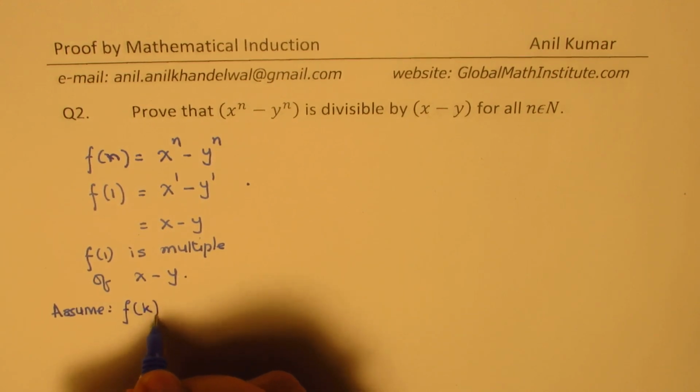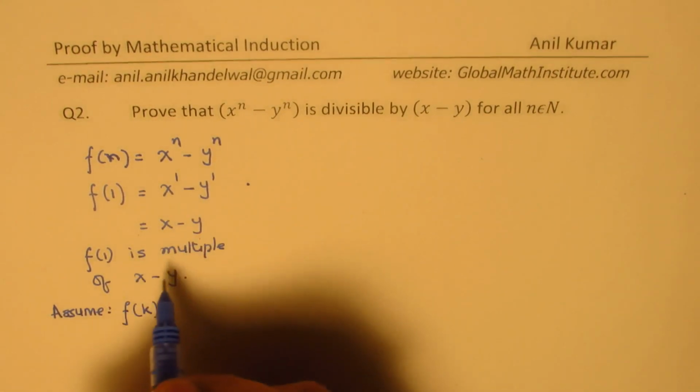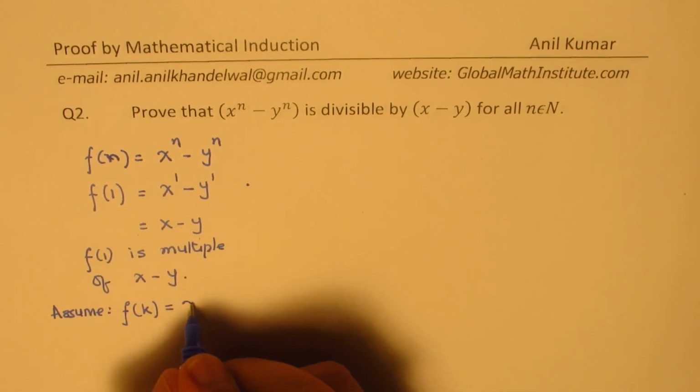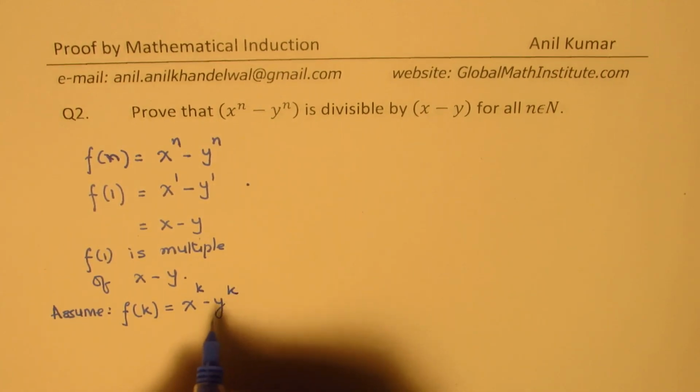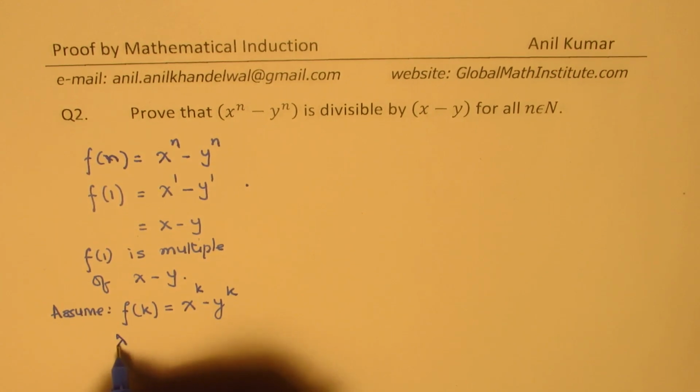Now we'll assume f of k, any general term, to be a multiple of x minus y. So we'll write this as x to the power of k minus y to the power of k, and we'll assume this to be equal to lambda times x minus y.